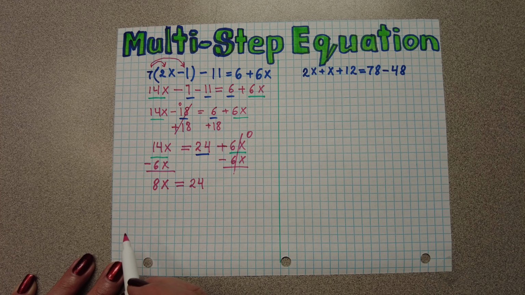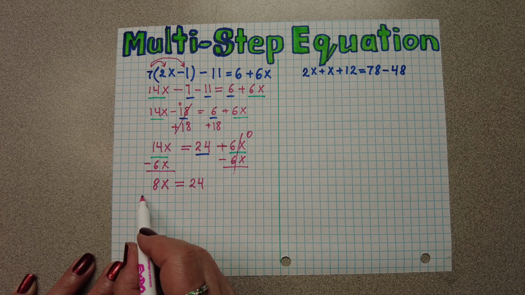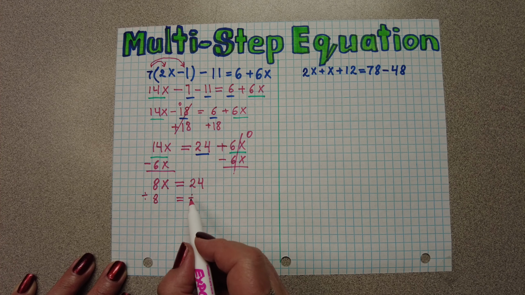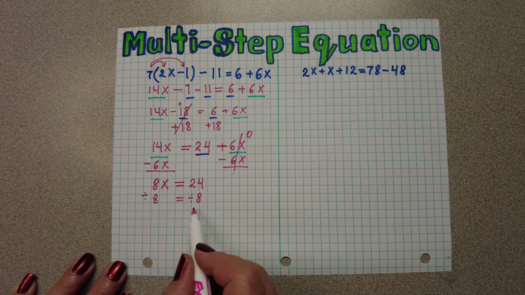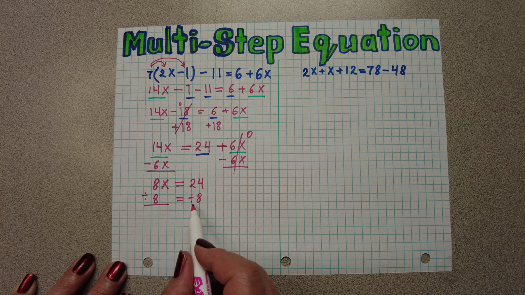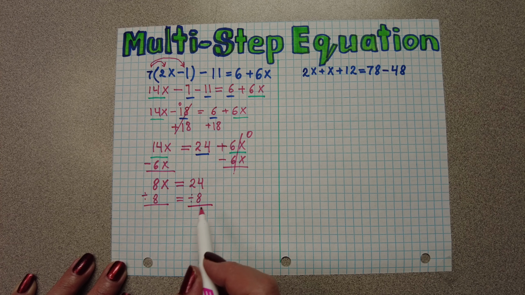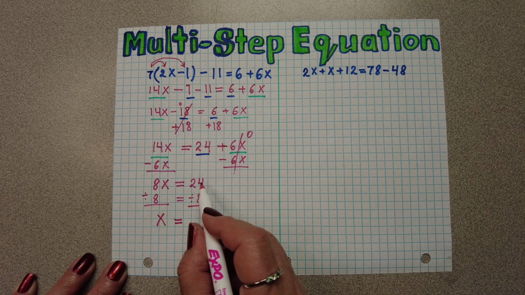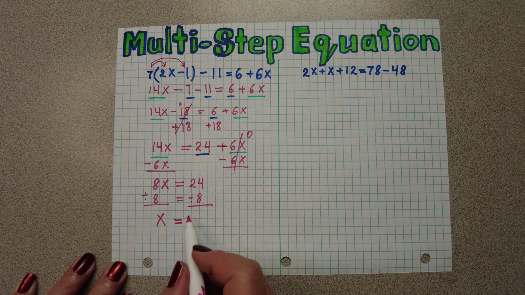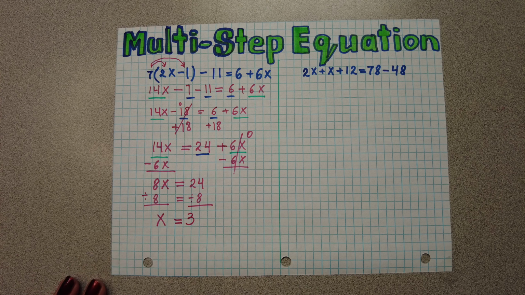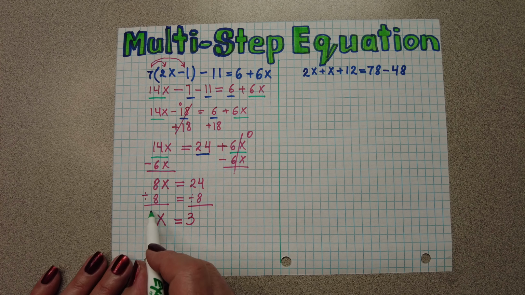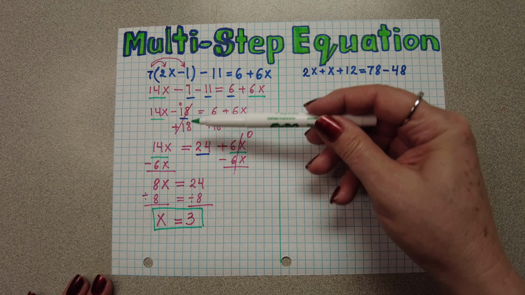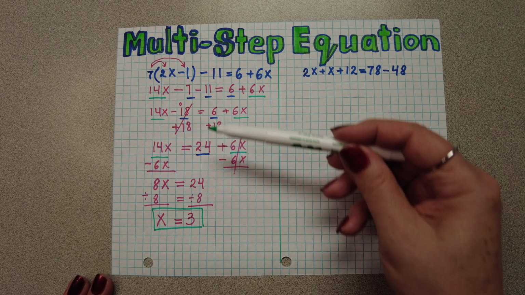We have 8 times x, so we're gonna do the inverse. We're gonna divide by 8 to keep x alone. Divide by 8 on both sides. On this side we will have just x, which is equal to 24 divided by 8 equals 3. So we found our variable, which is equal to 3. We did multiple steps and we found the answer.